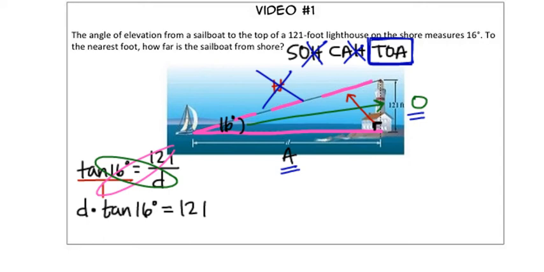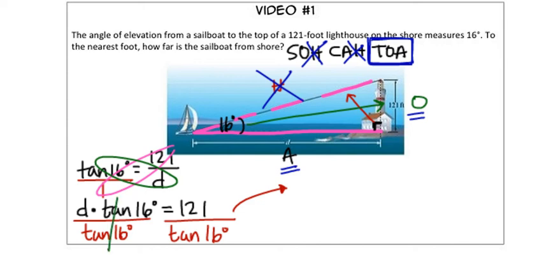We're going to undo an operation on the left hand side. So we have D times tangent of 16 degrees. To undo this multiplication we must divide. We want D by itself, so we're going to divide by tangent of 16. What we do to one side we must do to the other. So we're going to divide the right hand side by tangent of 16 as well. On the left, the tangent of 16 degrees divided by tangent of 16 degrees will simplify to 1.